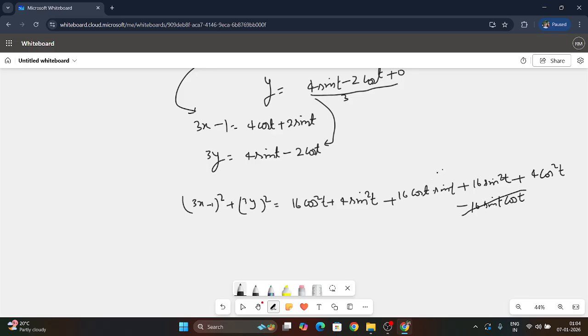So this and this get cancelled, and you can take 16 common from this and this. 16 times (sin square t plus cos square t), which is 1. So 16 multiplied by 1, plus 4 sin square t and 4 cos square t. Take 4 common, and you will get sin square t plus cos square t, that is 1. So plus 4, and this is going to be 20. So 20 is the answer of this question.